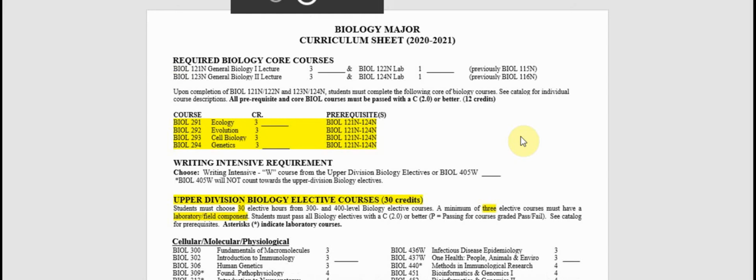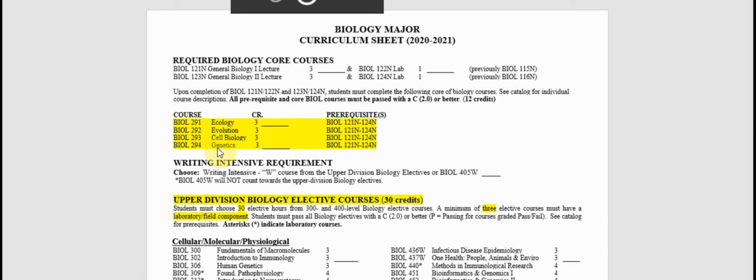And so every student in the biology department is required to take biology 121 and 122, the bio 1 lecture and lab, and bio 123 and 124, which is the bio 2 lecture and lab. And then we have the core 4 here that's highlighted in yellow. Those are ecology, evolution, cell biology, and genetics.